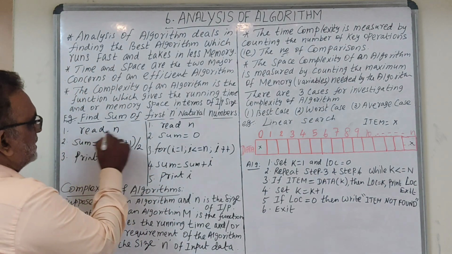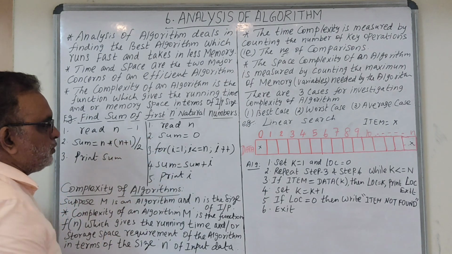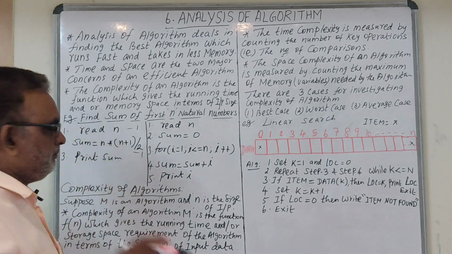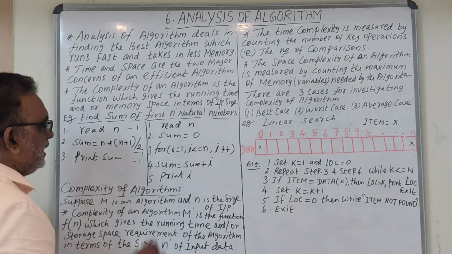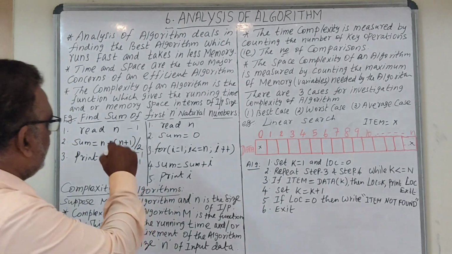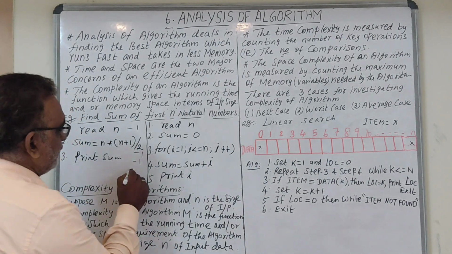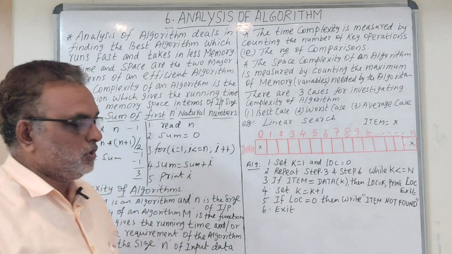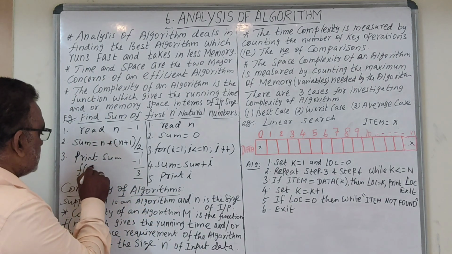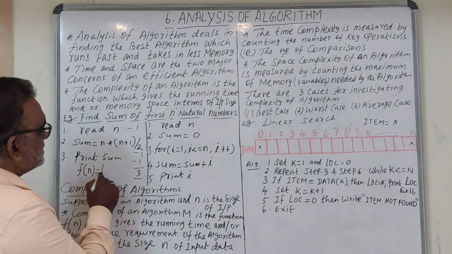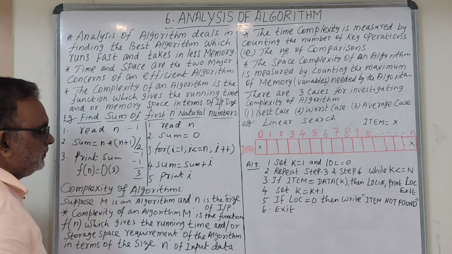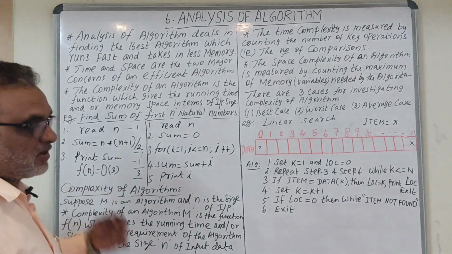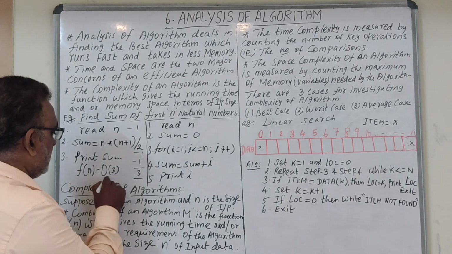In this algorithm, consider this particular statement. This will be executed for only one time, and similarly this statement is also executed one time, and this statement is executed one time. So totally all these three statements will be executed one time each. So totally we have three statements. So the function of this time complexity is nothing but order of 3. Naturally, whenever it is a constant, we can write it as order of 1.